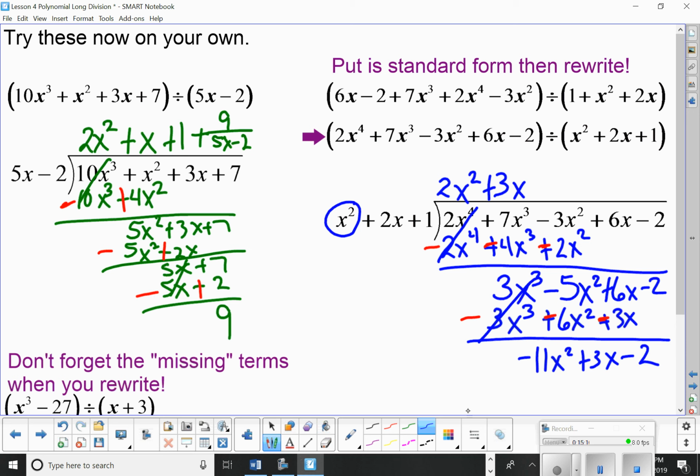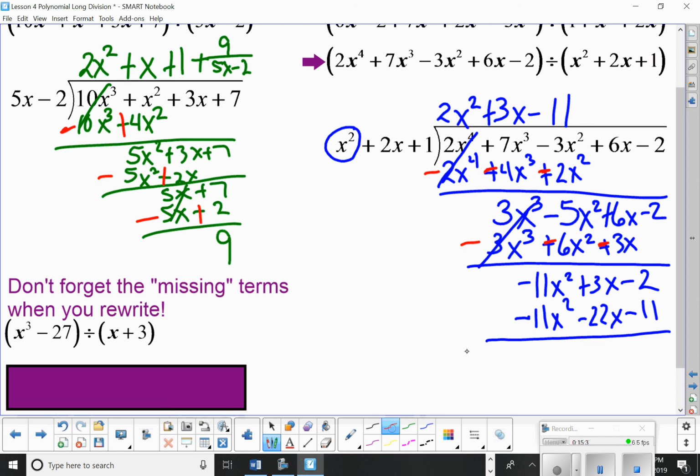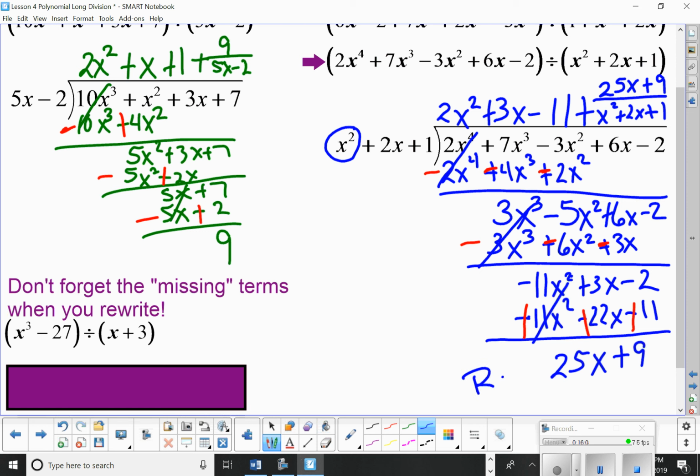How many times will x squared go into negative 11? Well, negative 11x squared, negative 11 times. And multiply negative 11 times x squared, negative 11x squared, negative 11 times 2x is minus 22x. Negative 11 times 1 is minus 11. Now I have to go through and subtract, which basically means changing all my signs. I've got a 0 pair. 3 plus 22 is 25x, and this is plus 9. This becomes plus 25x plus 9 all over x squared plus 2x plus 1. This is my remainder. Okay? I can't do x squared into x.